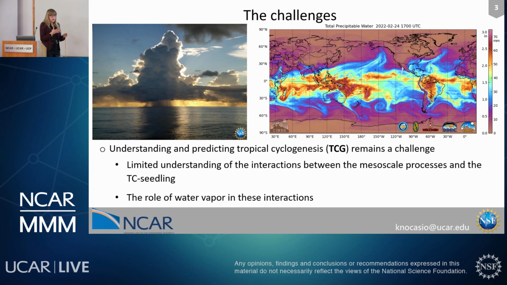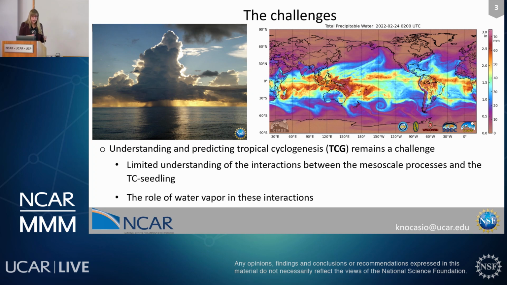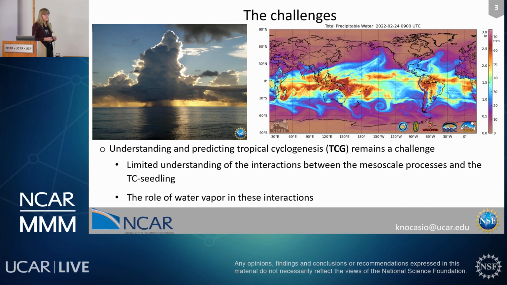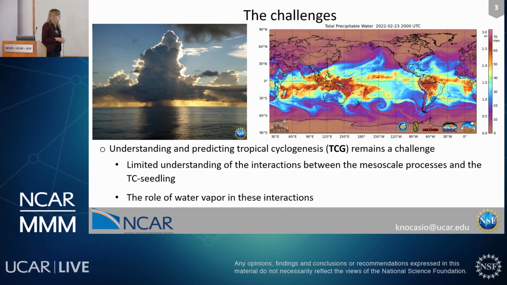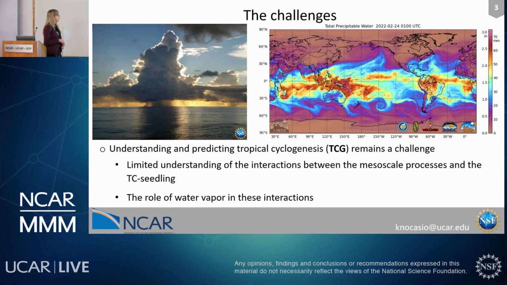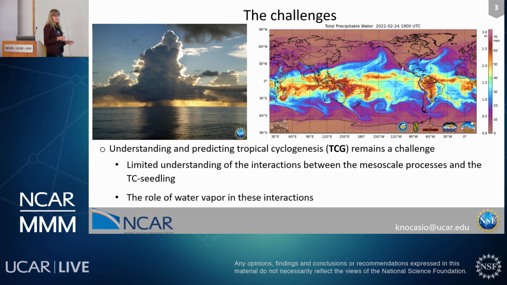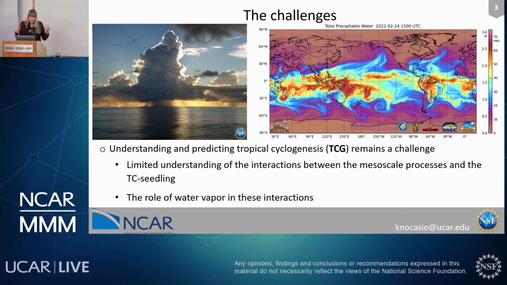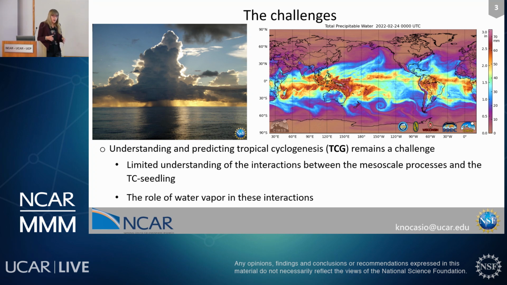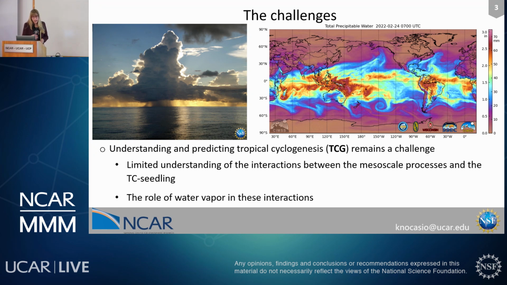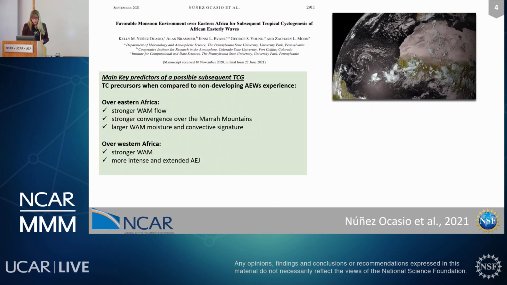But adding to the complexity of tropical cyclogenesis is the fact that these interactions are in large part driven by water vapor. And as we can see here from this animation of total precipitable water, water vapor varies greatly in space and time, especially in the tropics. So our models have difficulty trying to resolve these feedbacks between water vapor, convection, and the wave. And so that motivated some of my previous work.